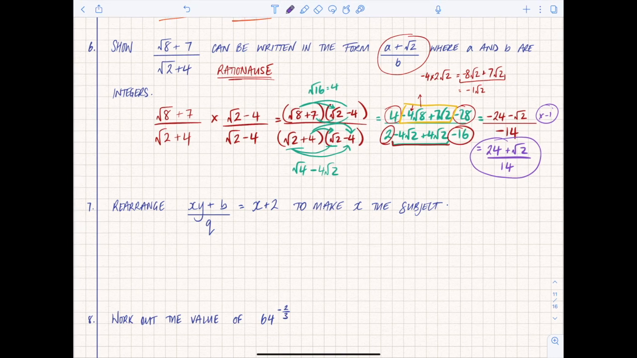Okay, so question 7 here, what we're looking at is changing the subject of a formula. Now, the reason this is slightly more complicated than would be on the higher paper is because what we're talking about here is the fact that there's two different values of x, and I'll show you why.